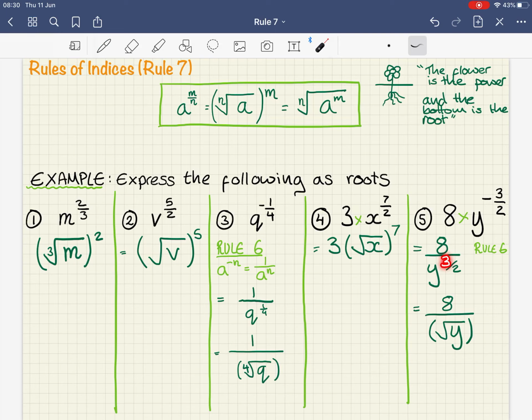So the flower is the power, so I'm going to have 3 up there. And the bottom is the root. And again, I can put the 2 there, but I don't have to. I can leave it out. And remember, it's only because it's a 2 I can leave it. All right, so that's one way to answer these questions.